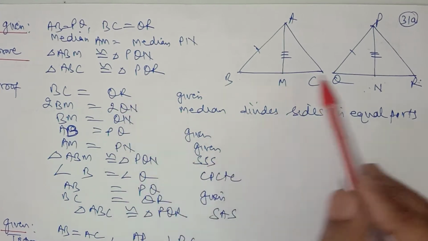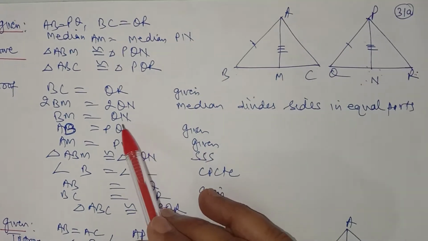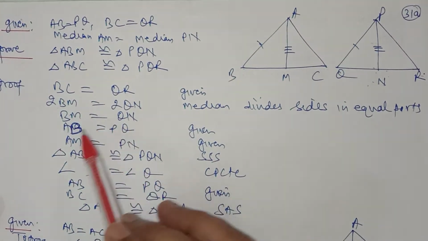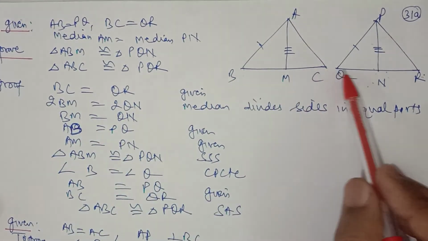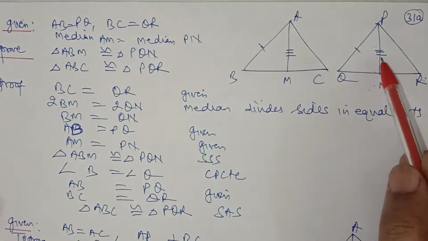In place of QR you can write twice of QN because N is the midpoint of QR. So you can cancel out 2 here. So BM is equal to QN. AB is equal to PQ is given. AM is equal to PN is given.